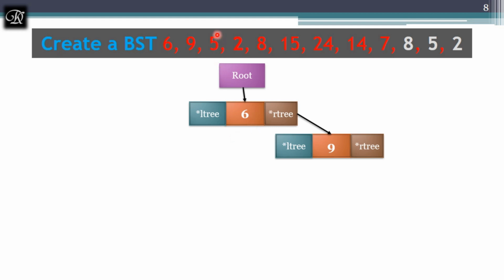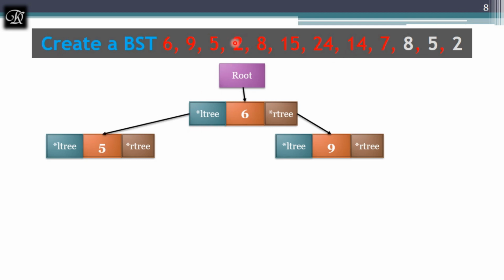The next number is 5. First compare with the root node. 5 is lesser than 6. Yes, it is true, so make it a left tree. There are no other nodes in the left tree, so this becomes the left node of the tree. Now connect it with the left tree link.